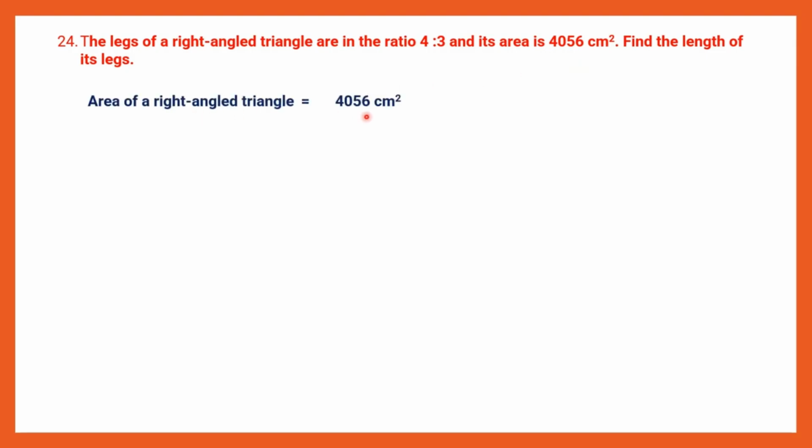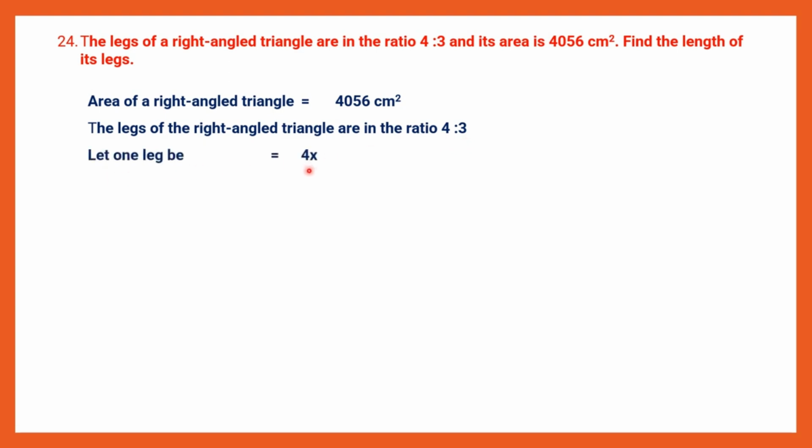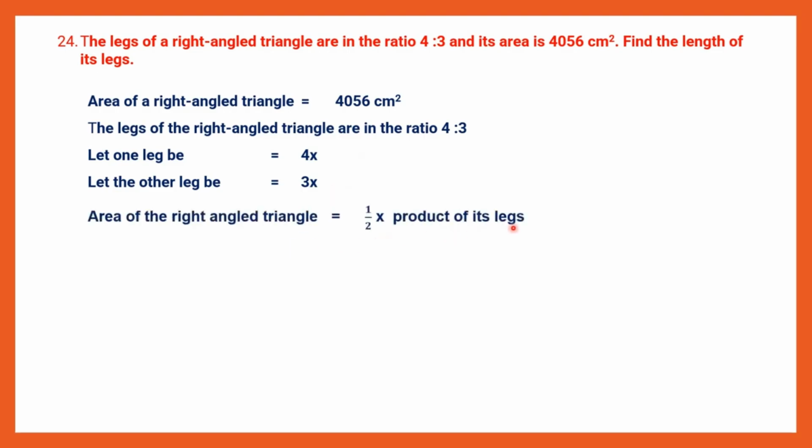So area is given to us and the ratio of the legs is given to us. So let one leg be 4x and the other leg be 3x. Now we're going to use the formula to find area to help us find x. So the formula is 1 by 2 into product of its legs. So let's substitute. So this is an equation.